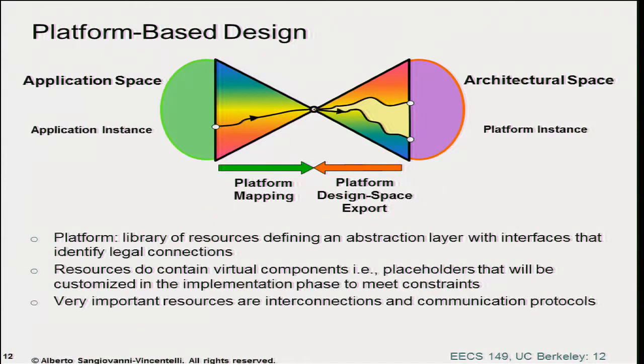Then you have resources. These resources do contain virtual components that are components that do not exist, placeholders, because I want to design things that have that capability. Very important resources are interconnection and communication protocol. Now, the interfaces depend on interconnection, right? Because when I want to interface, it's a special case that I want to interconnect with Martin directly, right? I may want to interconnect through a network, and then the network interconnects to Martin, to you, and so on, right? So the network is a really important thing because we are talking about distributed systems.